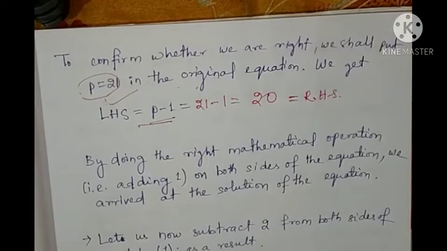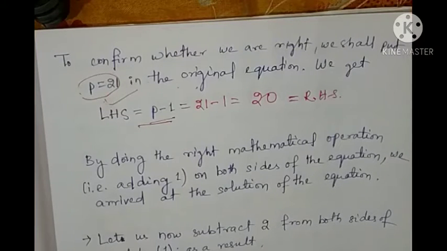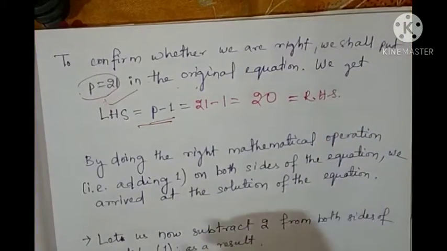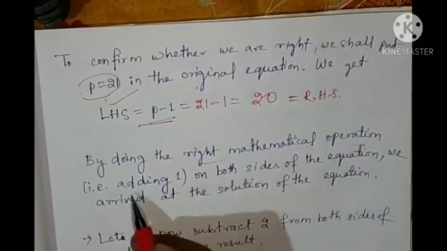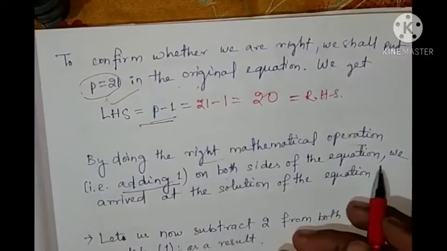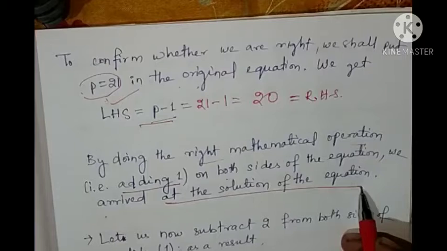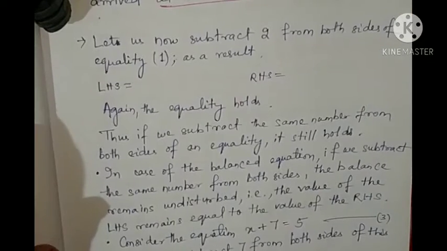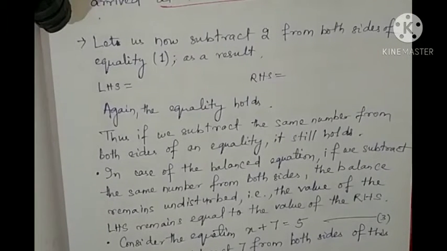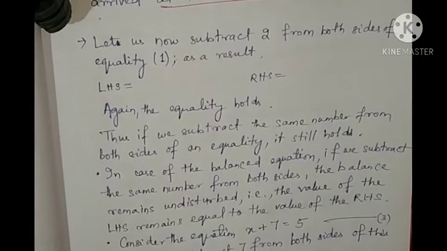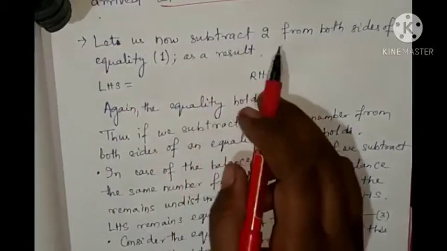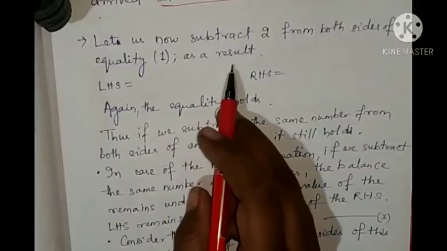So this shows that P equal to 21 is the solution of the equation, which is equal to RHS. By adding 1 on both sides of the equation, we arrived at the solution of the equation. Okay, next we will see: let us now subtract 2 from both sides of the equality 1.